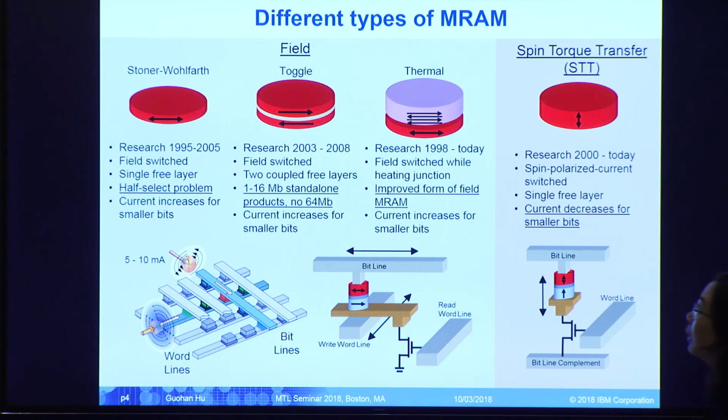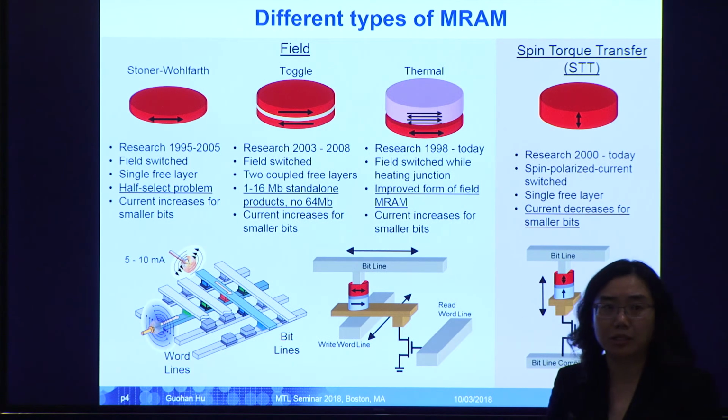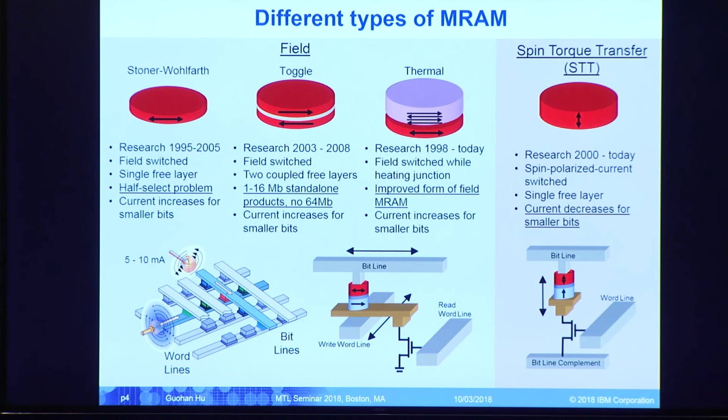One of the big problems with field MRAM is that it does not scale. When you go to smaller bits, you need an even higher field to switch it. That means you need even higher current to generate those fields. And when you think about the CMOS scaling rule, when you go to a more advanced node, the current the transistor can apply actually decreases. So these do not go together.